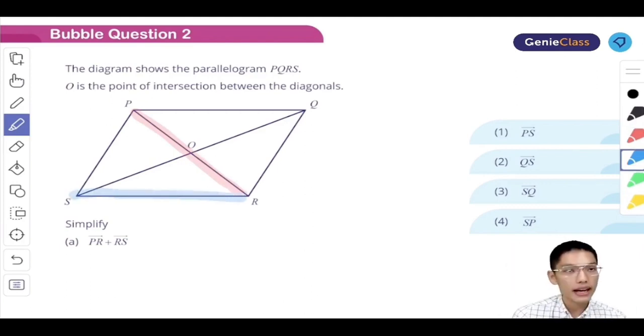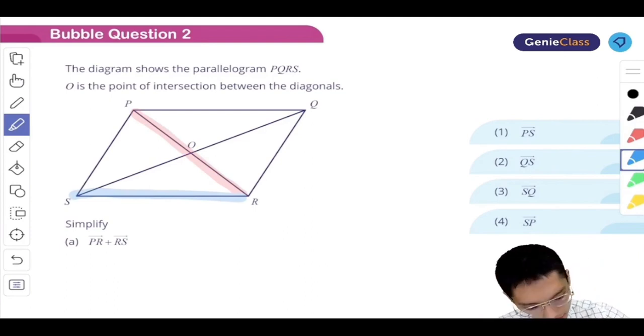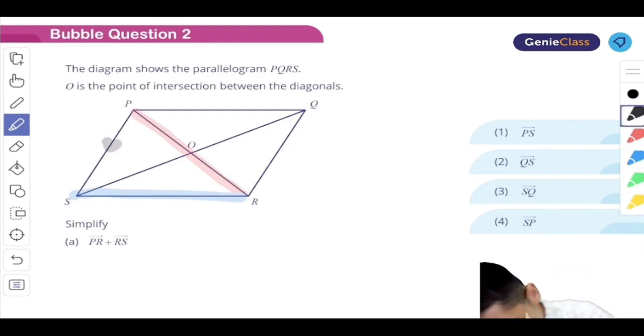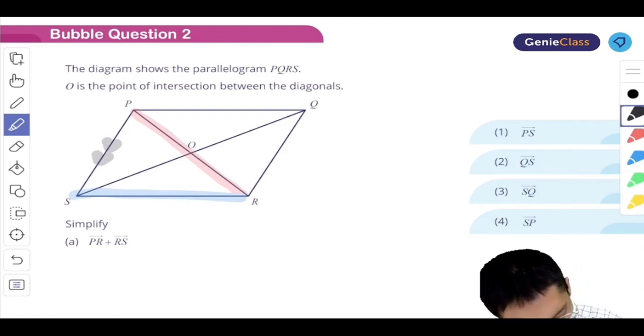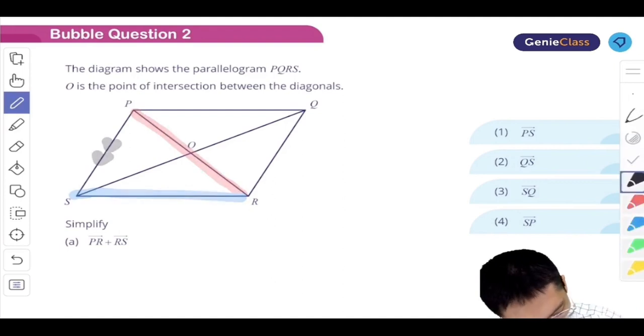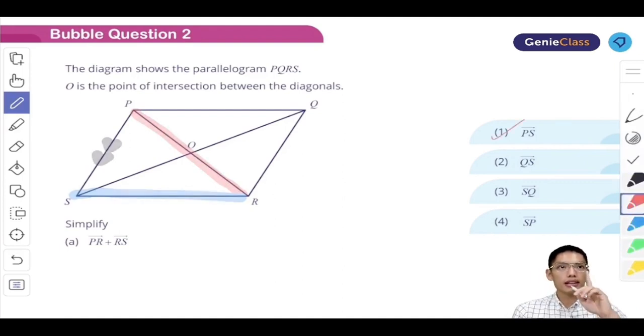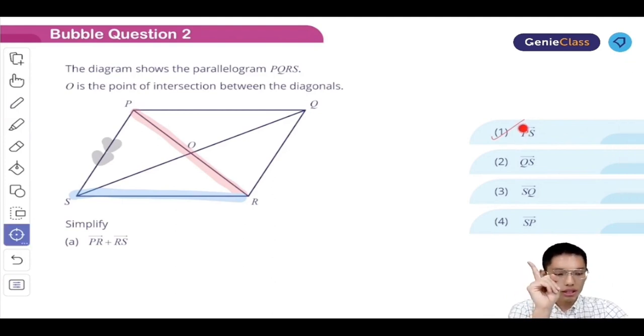What is the overall vector? I start from P, I go from P to R, R to S. So therefore, my overall vector should be this one. Again, some of you answered number 4, but take note, it should be number 3. Remember my vector, the left is the initial point and the right is the ending point.